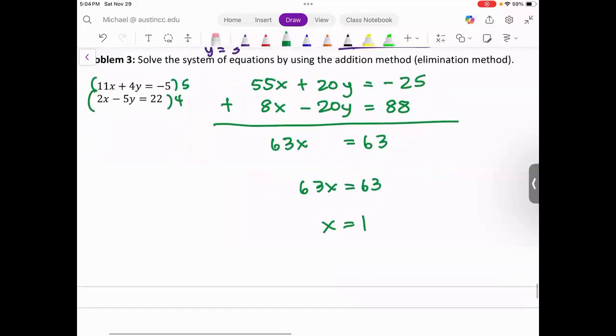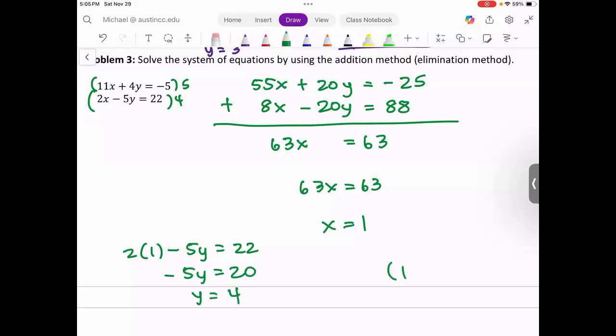Okay, so now that we have that x equals 1, we can plug it back into either equation, whichever one I guess is easiest. It doesn't really matter. Let's do the second one. So we have 2 times 1 minus 5y equals 22. We subtract 2 from either side. We get negative 5y equals 20. Divide by negative 5, and we get y equals 4. So our solution is (1, 4).